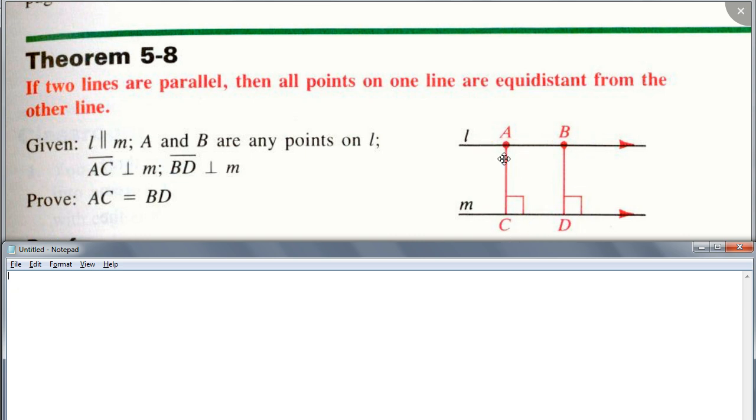Yes? I get that AC and BD are parallel. What does line L parallel to line M have to do with anything? We're trying to prove that ABDC is a parallelogram. Yes. What does line L is parallel to line M have to do with anything? Who could answer that question? Josh. Because you know the parallelogram is two pairs of parallel lines.